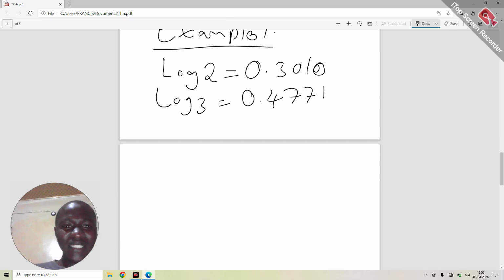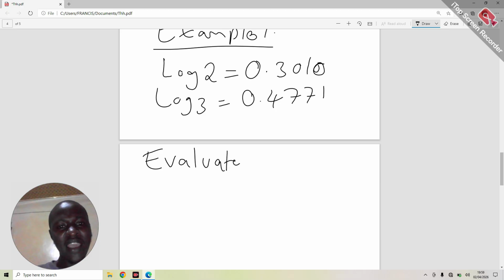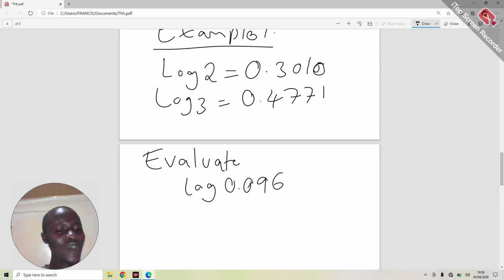Evaluate. What's the meaning of evaluate? To evaluate is the same as to solve. Evaluate log 0.096 without using mathematical tables or calculators. How do we solve this type of question, my dear learners? So, procedure.